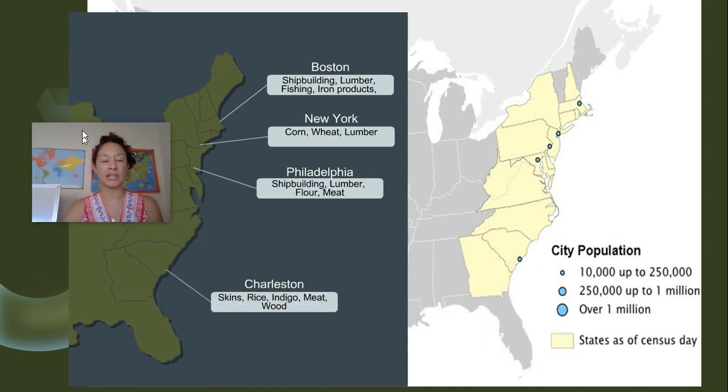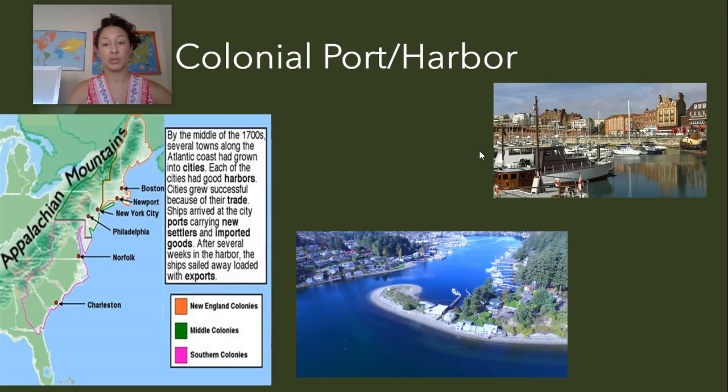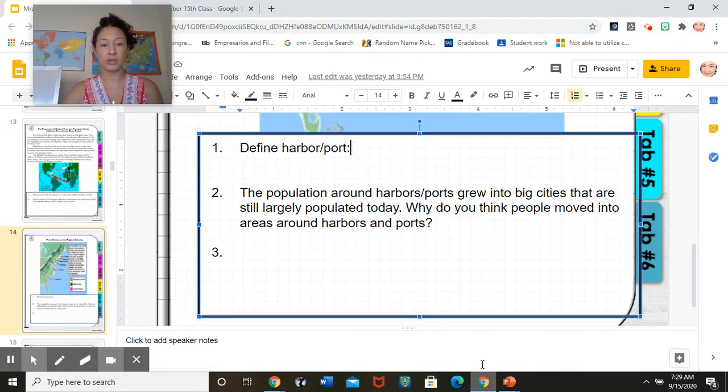Now let's look at the populations of these harbor cities. You can see that these bigger dots are going to be along the coast with these markets. And that is the question for number 2, okay? So let's go back to your notebook. Number 2 says, the population around harbors and ports grew into big cities that are still largely populated today. Why do you think people moved into areas around harbors and ports? You're going to be answering that independently.